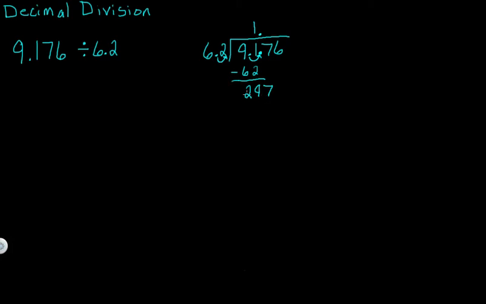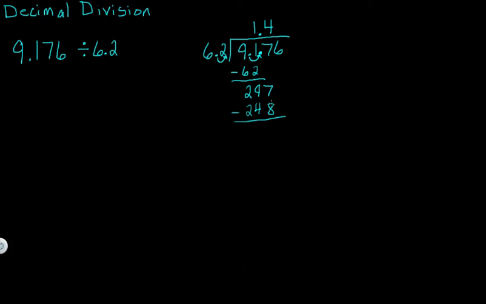But since that's too large, maybe we should try 4. So let's try 62 times 4. So 62 times 4, 60 times 4 plus 2 times 4. 60 times 4 is 240. 2 times 4 is 8. So that's going to be 248. We subtract, right? 297 minus 248 is going to be, again, we can do the same thing.